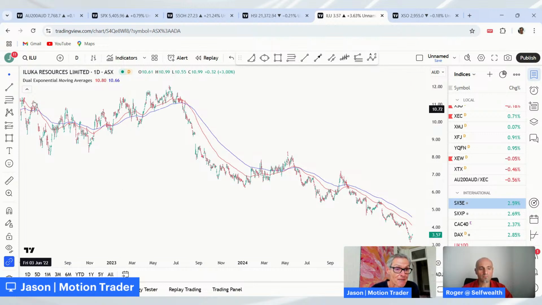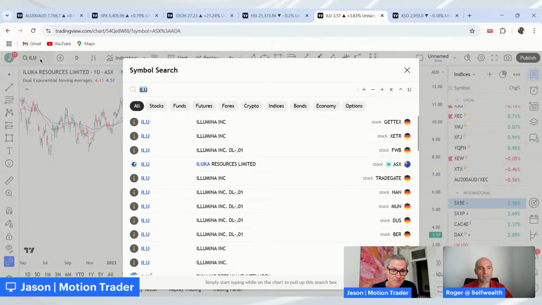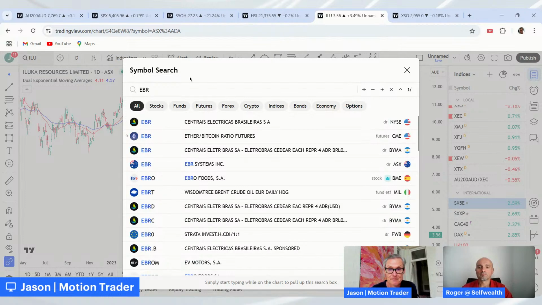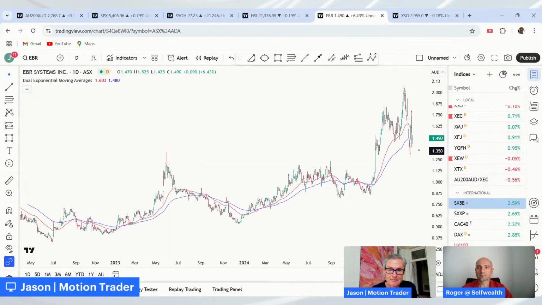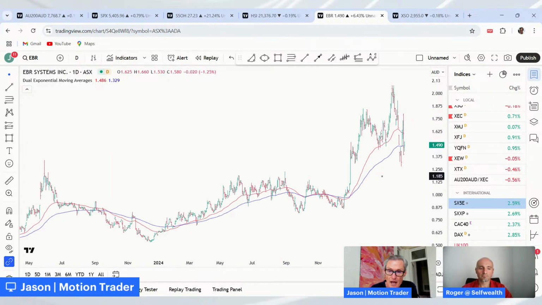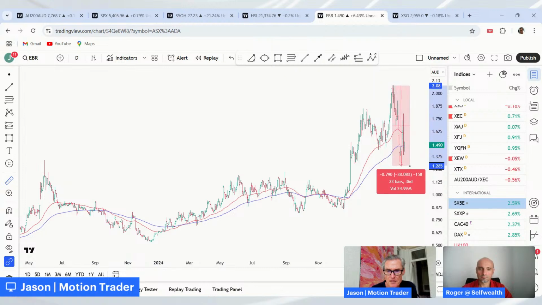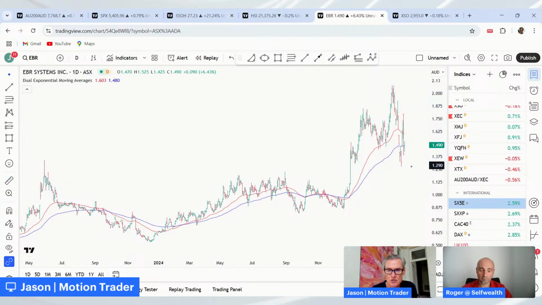But yes, next stock, EBR. Sorry, EBR. Yeah, I think I'd give it the benefit of the doubt. Look, I'd have to look at where the trailing stop is. It's a volatile stock, so it's possible it's stayed above its trailing stop, but it could have also hit it.